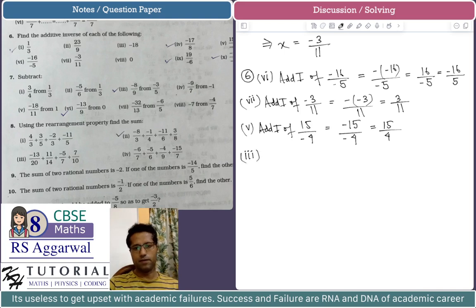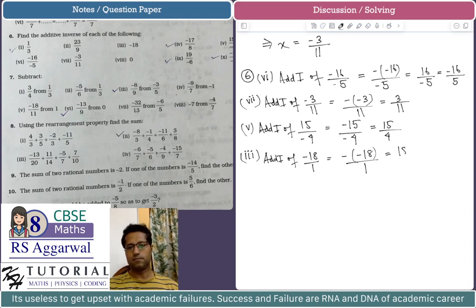Additive inverse of minus 18. We know that minus 18 in the form of a rational number p by q is minus 18 by 1. Now what is this? You take the negative of the numerator. This is 18 by 1. This is 18. Okay. Now let's move on to question number 7.